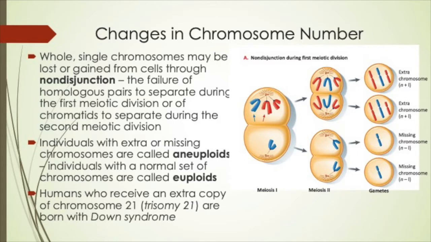So the next thing is changes in chromosome number. Whole single chromosomes can be lost or gained during what's called non-disjunction. Basically, the failure of homologous chromosomes to split during meiotic division. During meiotic division, you're supposed to have the chromosomes separating apart, going to separate cells, right?